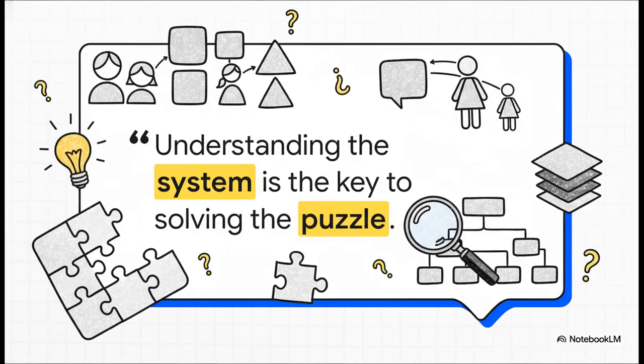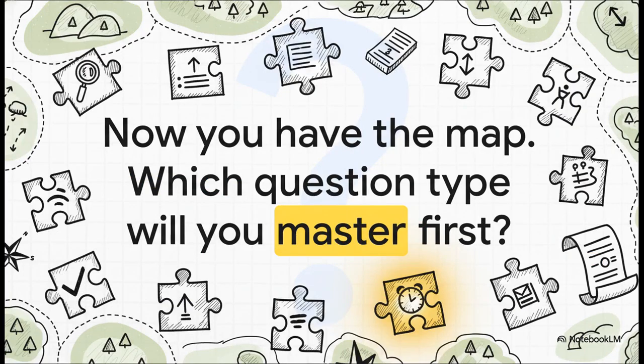So, when you boil it all down, what does this all mean? It means the IELTS reading test isn't just a test of your English. It's a test of your ability to understand a system. And once you see the patterns, the three families, the structure of the different parts, the whole puzzle becomes so much easier to solve. We've just laid out the entire map of the reading test for you. Those 12 challenges, they're not a mystery anymore. So the only question left is, now that you have the map, which question type will you master first?